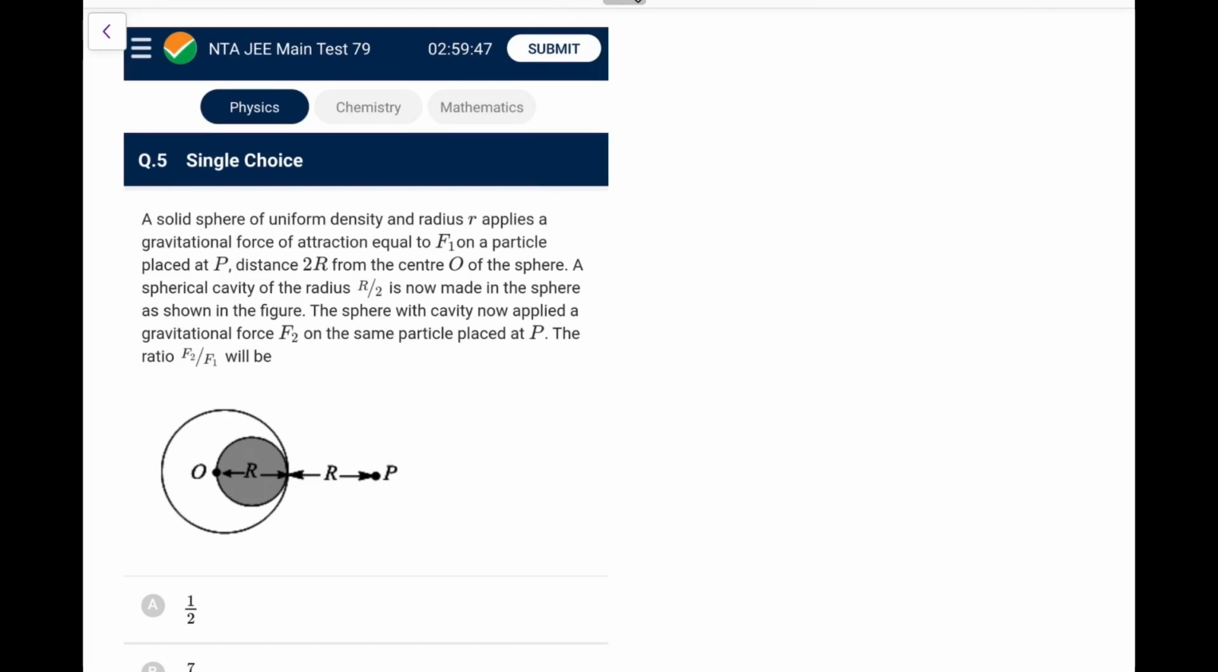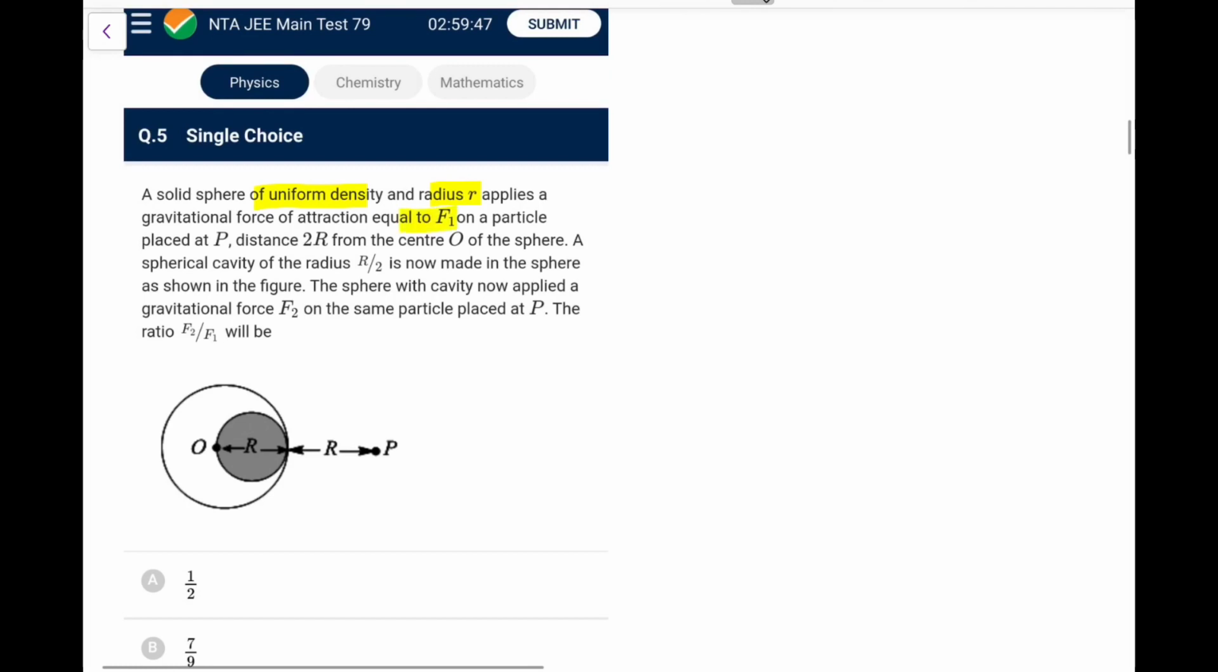Next, a solid sphere of uniform density radius r applies a gravitational force of attraction F1 on a particle placed at P, at distance 2r from the O. A spherical cavity is now made in the sphere as shown. The sphere with cavity now applies a force F2 on the same particle placed at P. The ratio F2 by F1 will be. So first of all, the F1 is due to the complete sphere. Let's call it GM upon 4r square.